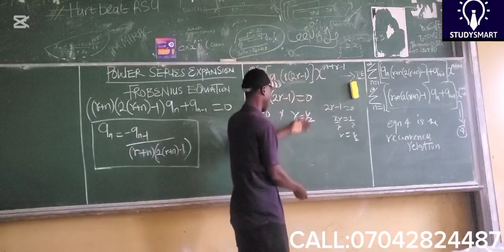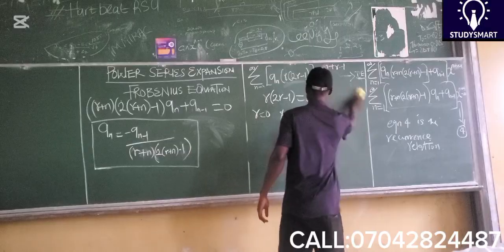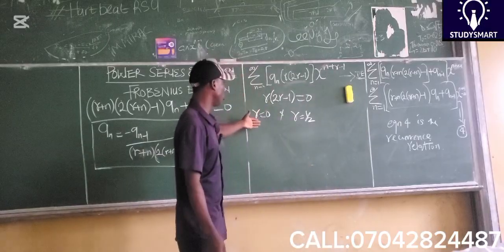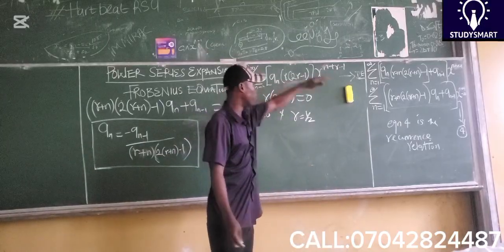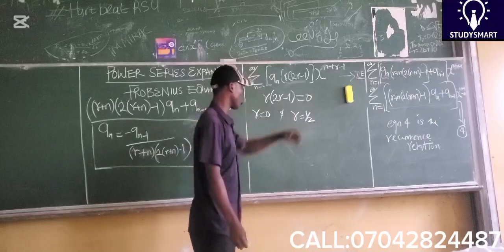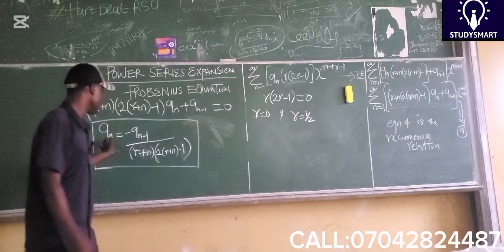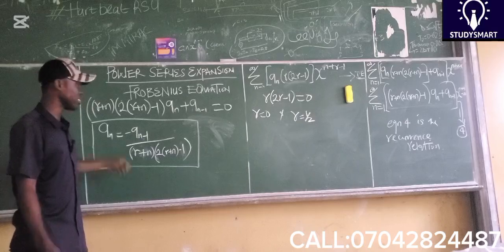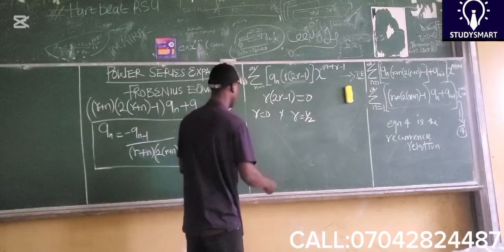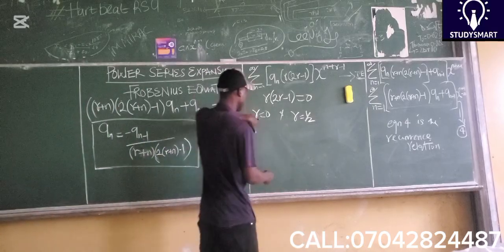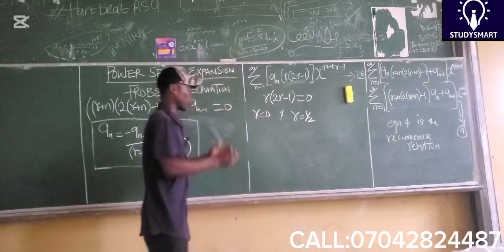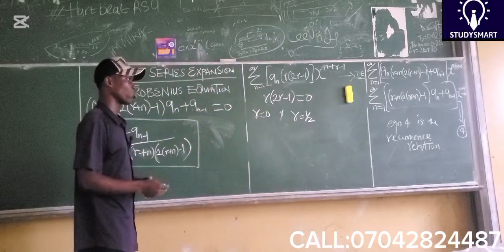Alright, so this becomes my values of r from the initial equation. So I'm going to be working with these values of r. What am I going to do? I'm going to give each of these a case. Let's say this is case 1 and this is case 2, and I'm going to work with case 1 and case 2.